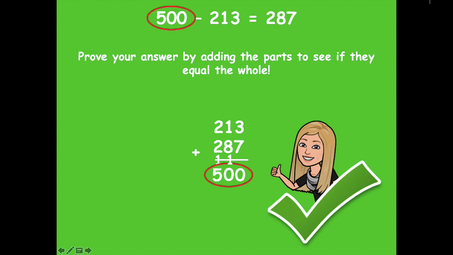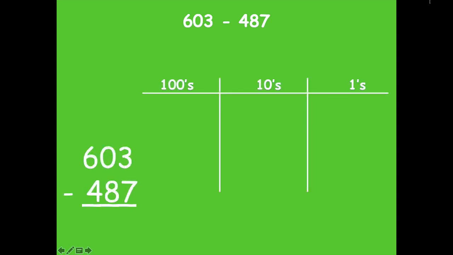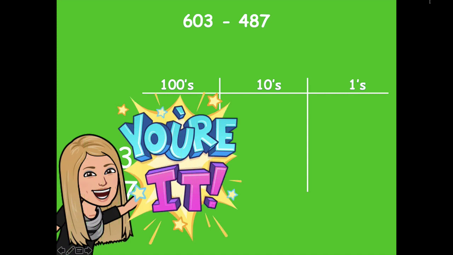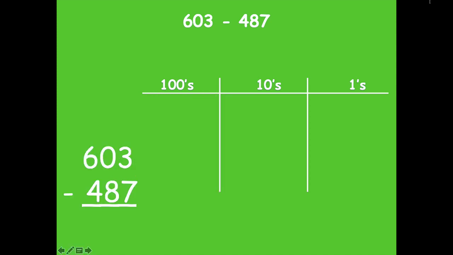Good job, friends. All right, let's take a look at another one. So now we have 603 minus 487. Okay, so here's your place value chart and your vertical form. You're going to pause the video. You're going to solve this problem and then click play when you're ready to go over it together. All right, friends, pause if you need more time.